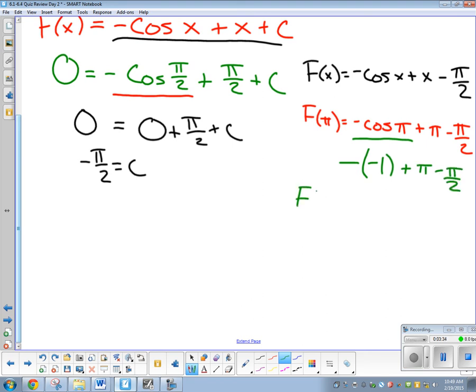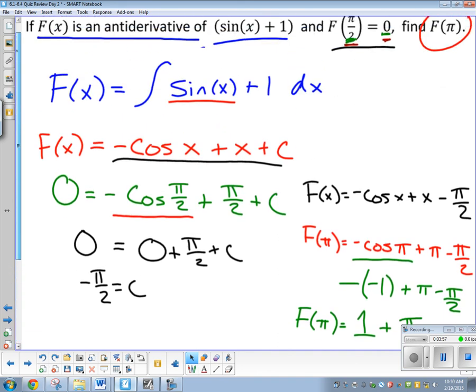So F of pi: negative negative 1 is positive 1, and then pi, you have a full pi, and you're subtracting half a pi. So how much do you have left over? Pi over 2. So 1 plus pi over 2. Ugly answer, but who cares? It's my answer. I figured out what F of pi was, and that was our ultimate goal of the problem.